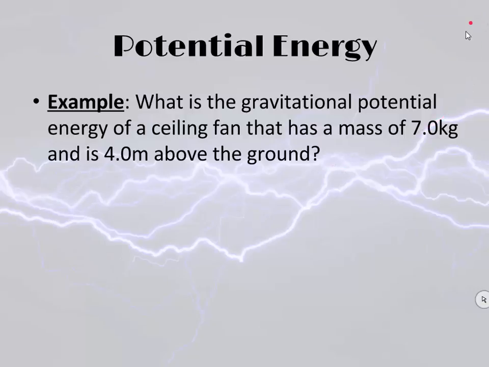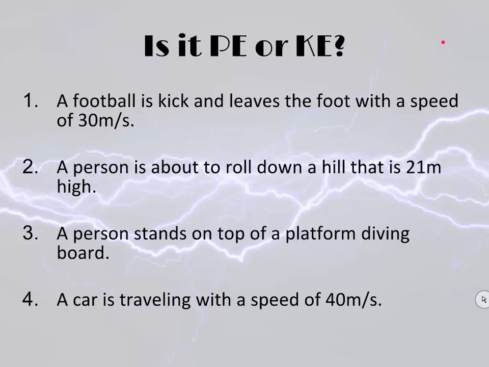Let's practice identifying the difference between the two forms of energy we just calculated. Is it potential or is it kinetic? Remember, potential is things above Earth's surface that are not moving. Kinetic energy is things associated with motion. A football is kicked and leaves the foot with a speed of 30 meters per second. Is that potential or kinetic? We have a speed, so we know that has to be kinetic energy. Number 1 should be kinetic. A person is about to roll down a hill that is 21 meters high.